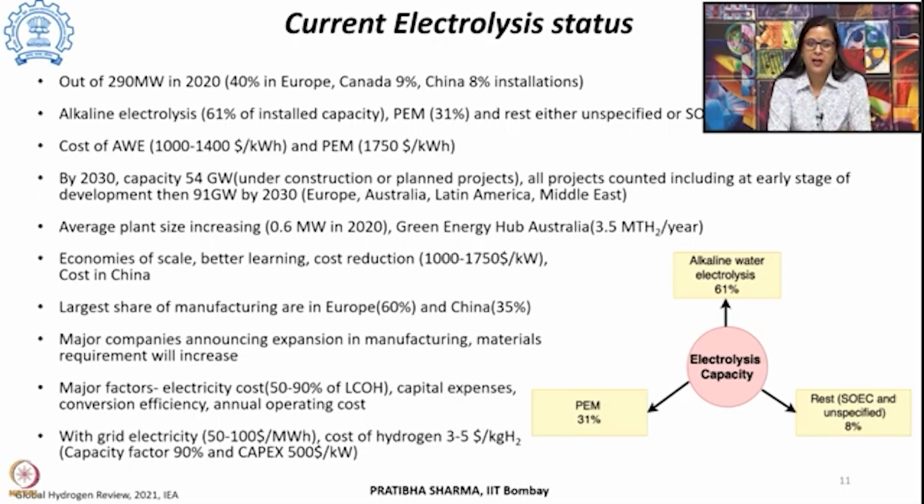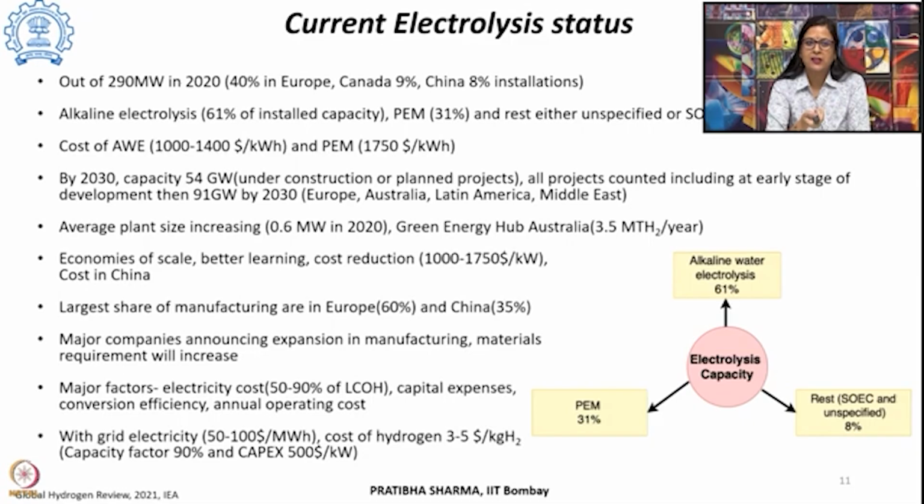It is expected that by 2030 this capacity will increase, considering the plants which are under construction or projects which are planned, this capacity will grow to 54 gigawatts. Now if we also consider all the projects which are in their early stage of drafting or development, then this capacity can even grow to 91 gigawatt by 2030. The major contributors will be Europe about 22 gigawatt, Australia 21 gigawatt, Latin America 5 gigawatt, and Middle East 3 gigawatt, and the remaining from the rest of the world.